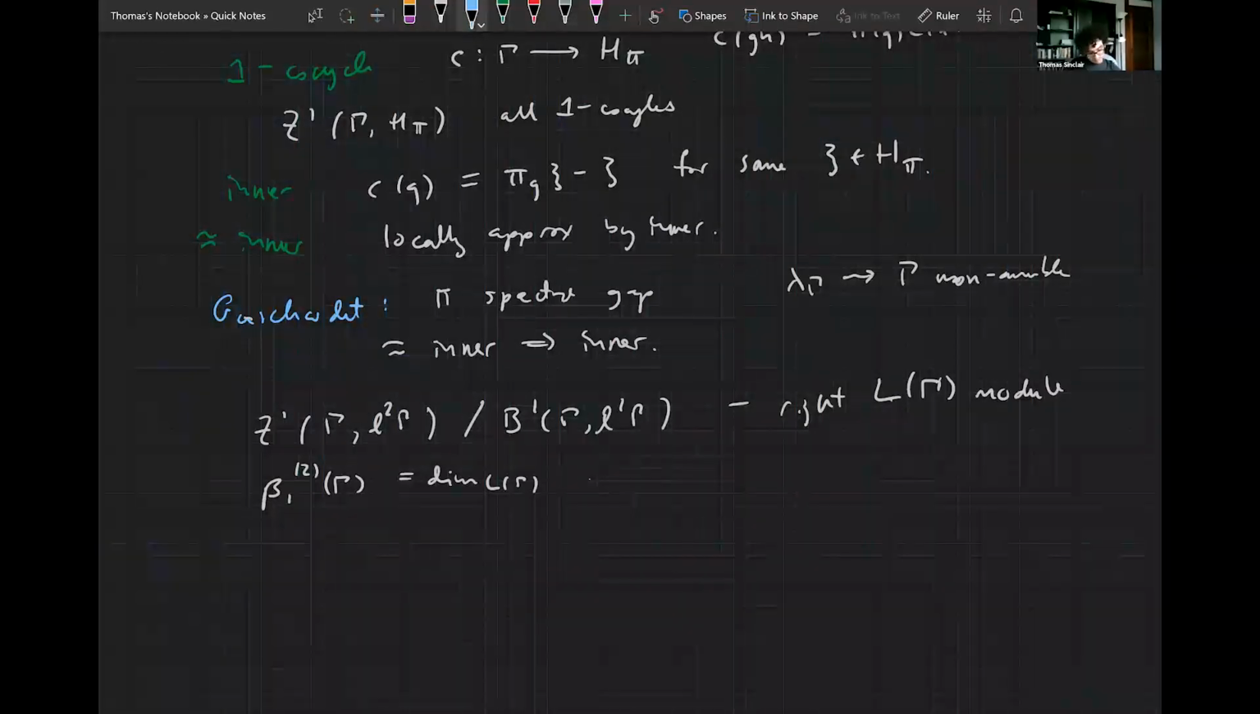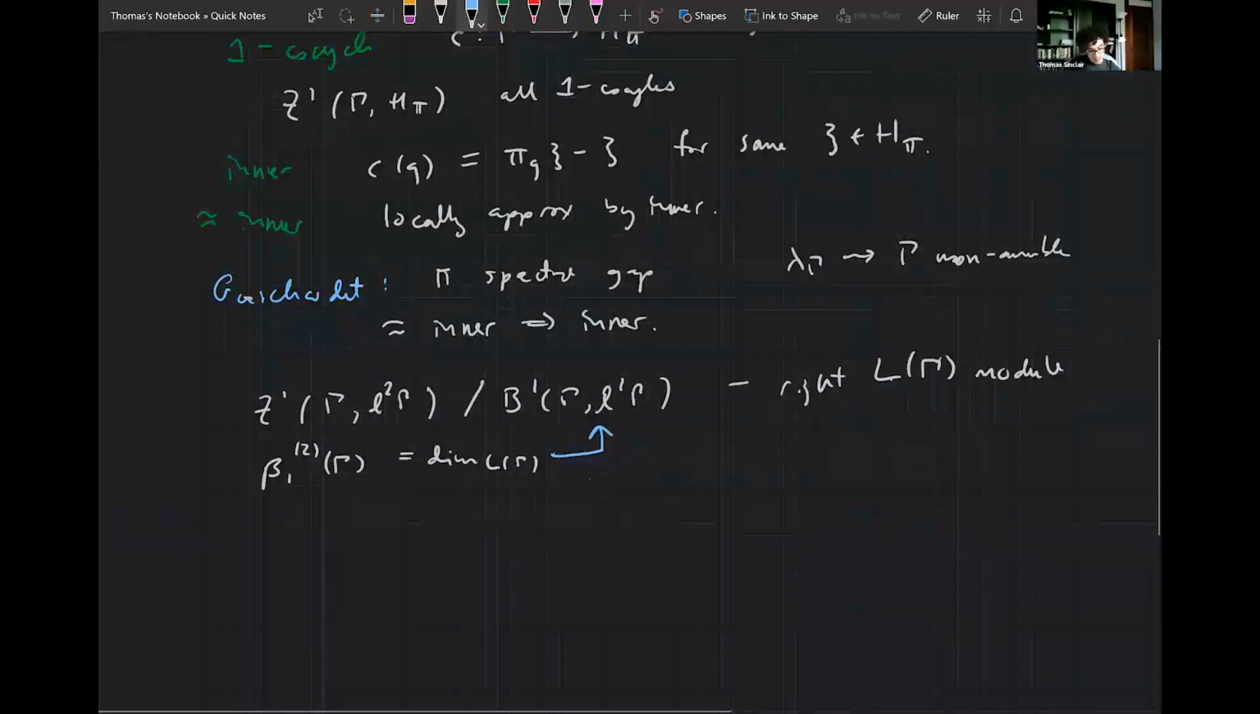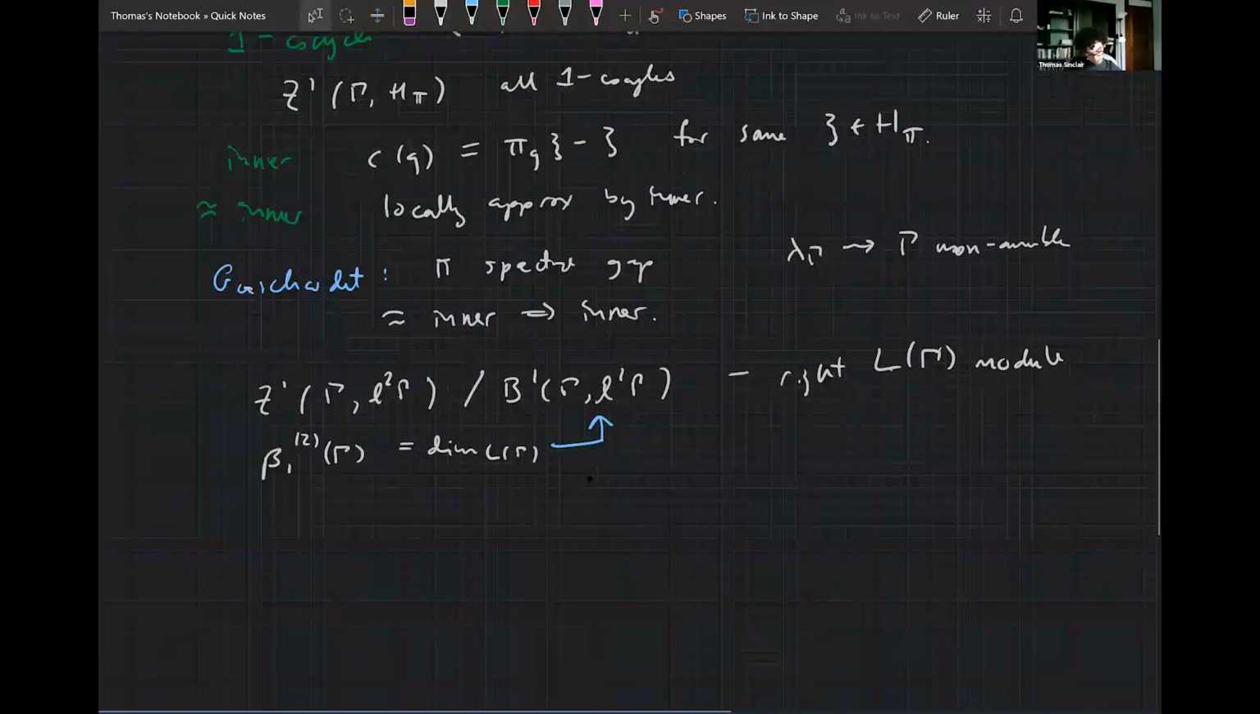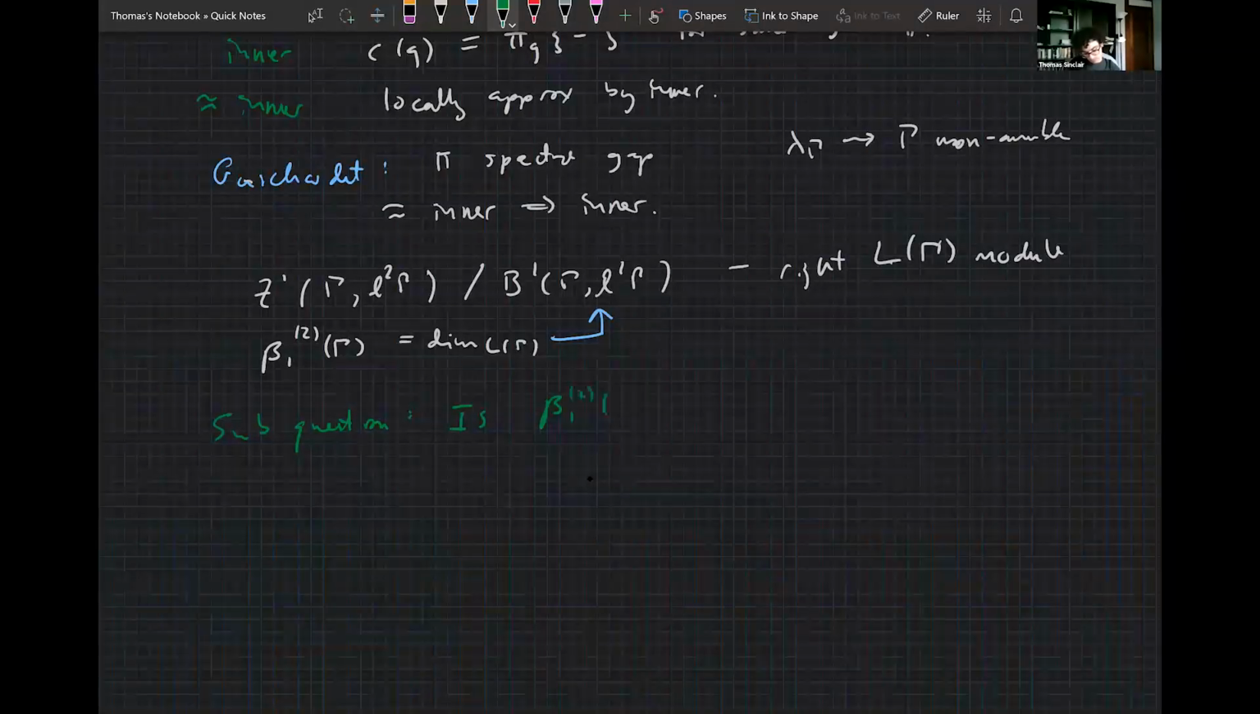Okay, great. And so in particular, if you're non-amenable, then the Betti number being 0 is the same as saying there's no interesting cohomology. Okay. And so a sub-question to the big question, which is still itself a big question, is whether having 0 L2 Betti number is a von Neumann algebra invariant.